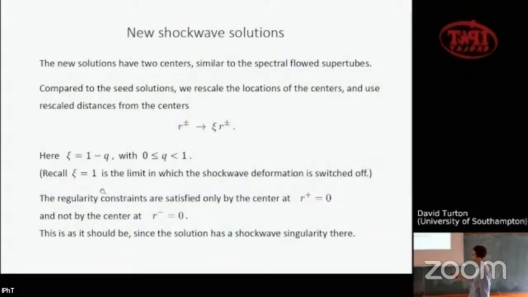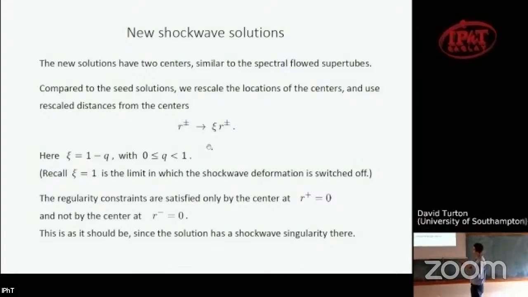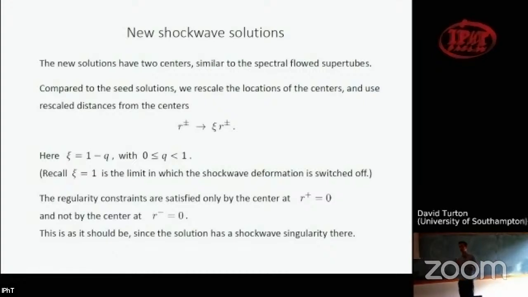So just to calibrate everything, now that we're switching from Q to Xi primarily, Xi equals 1 is going to be the limit where the shockwave is turned off, and we go back to the original separation of the centers. And as Xi approaches 0, that's the limit where the shockwave is dominating the background. You can't take it all the way to 0 within the approximation we study, but that's the range of Xi. And so we'll work with rescaled distances R plus minus, which will be rescaled by Xi. So when we do this, we have 2 centers, but they're not both smooth centers.